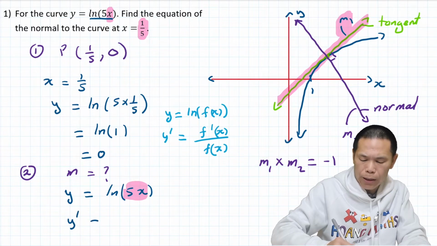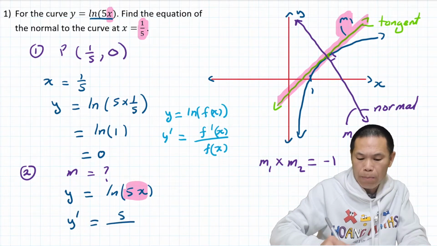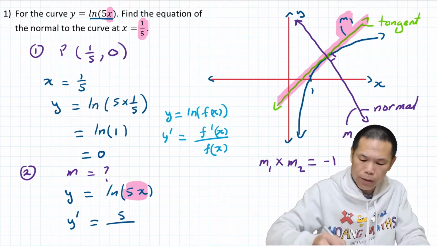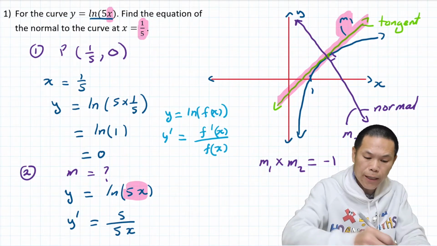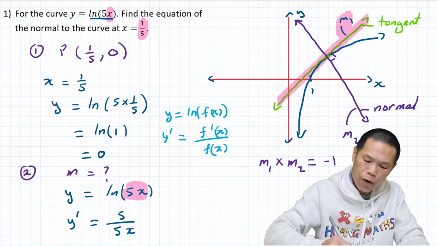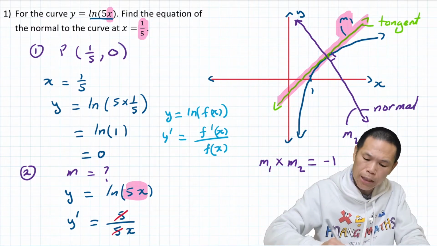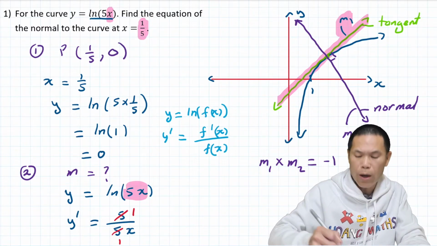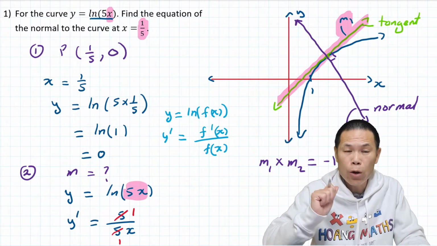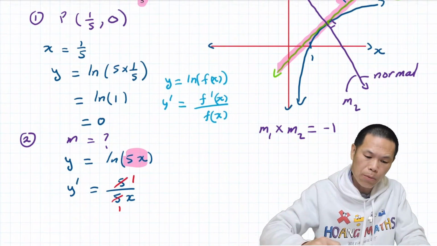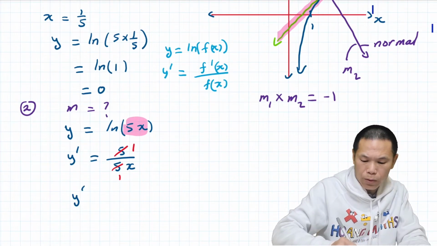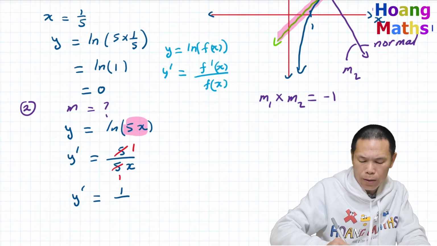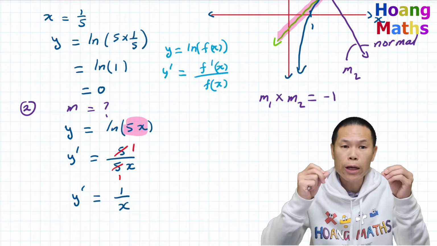So therefore, y dash is equal to 5 divided by f(x), and f(x) is 5x. Of course, we need to simplify that. Dividing by 5 on both numerator and denominator gives me 1 and 1, and the answer is 1/x. So therefore, y dash is equal to 1/x. So that is the gradient function.